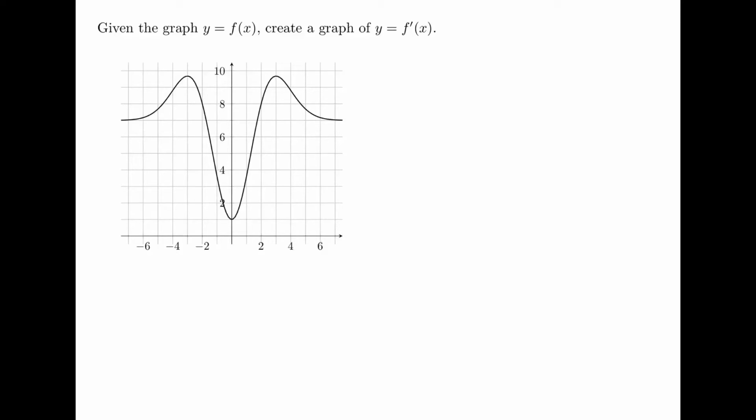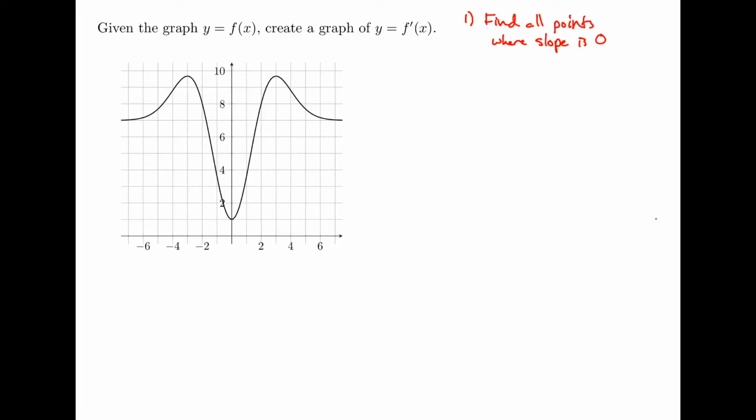First thing I'm going to do is just remind myself what the basic steps are that I want to think about. So first, we're going to look for where the derivative equals 0. So we're going to find all points where the slope is 0. This is because where the slope is 0, that's going to be some spots where the f prime function crosses the axis.